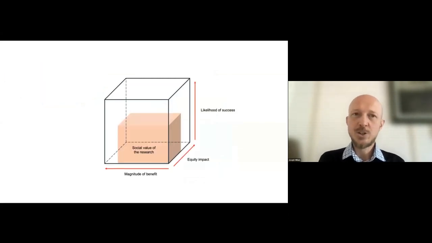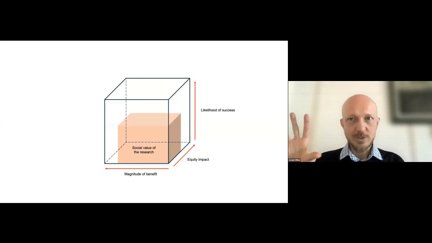And so for each possible research project, the goal is to work out what the social value of that research project is, using these 3 dimensions. And so, again, just conceptually, the social value of any particular research project will be given by the volume of this cuboid, right? We have basically a 3-dimensional graph.